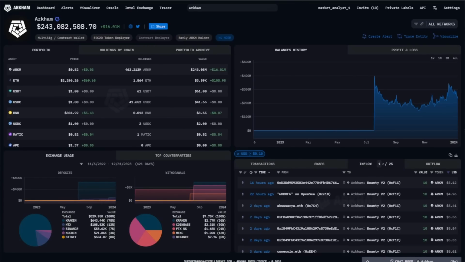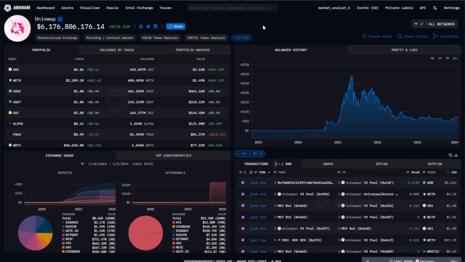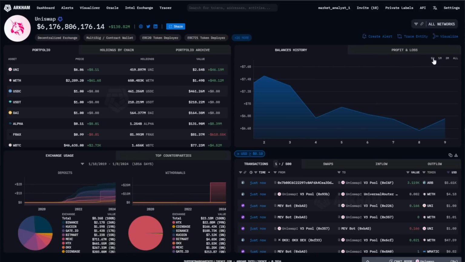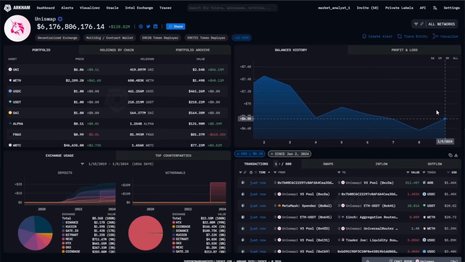Along with that as well, we can track leading DeFi protocols like Uniswap, which is the largest automated market maker in the crypto space. And if we want to try to get as relevant information as possible, we can cut down our time frame here on the balance history of the Uniswap protocol, and our transactions will adapt as well, tracking Uniswap transactions across a whole range of different networks.